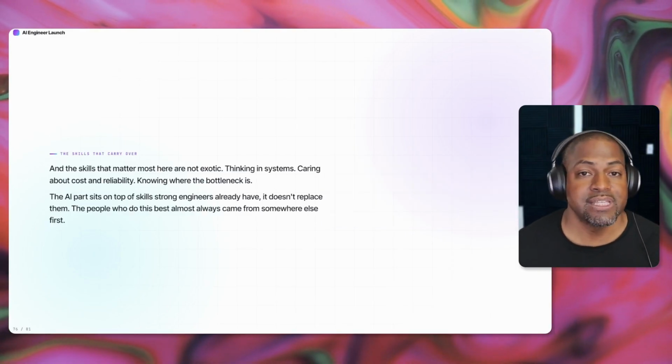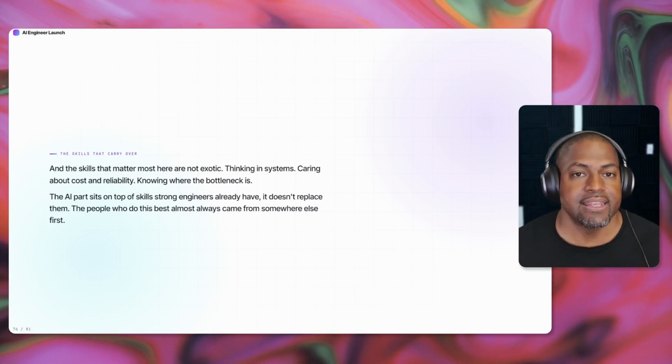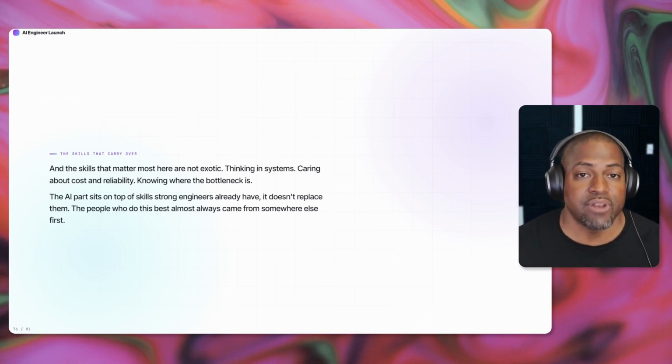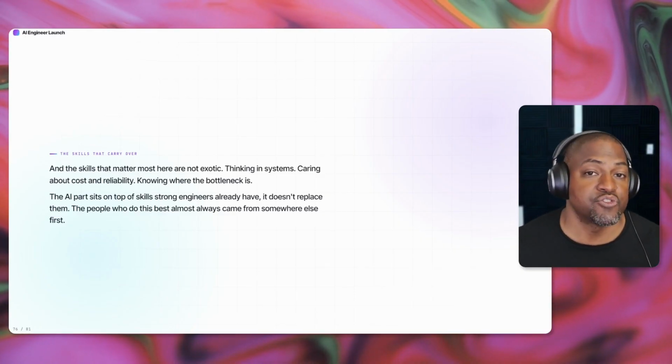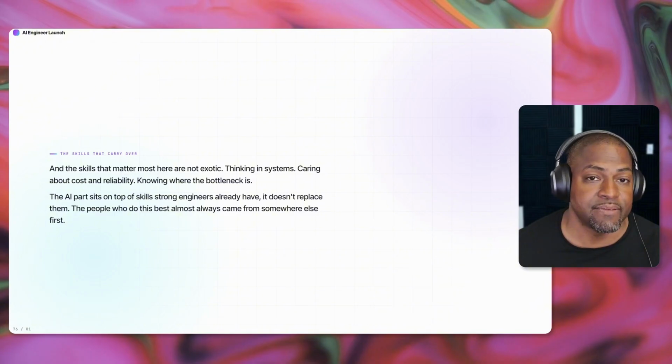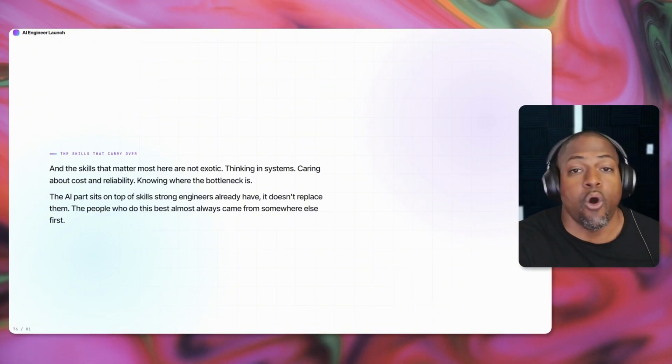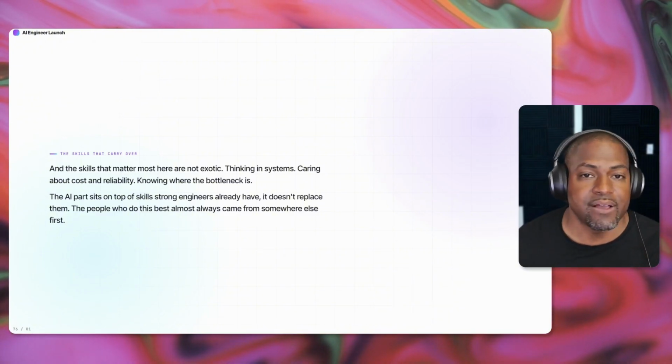The skills that matter most here are not exotic. Thinking in systems, caring about cost and reliability, knowing where the bottleneck is. The AI part sits on top of skills strong engineers already have. It doesn't replace them. The people who do this best almost always came from somewhere else first.